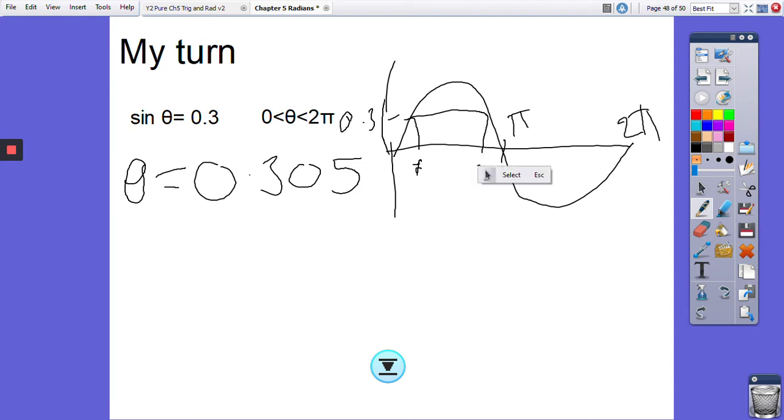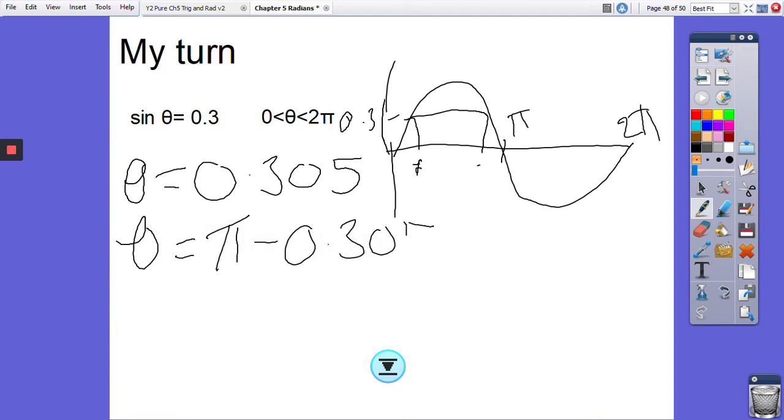And the way that we do that, instead of doing 180 minus theta, what we're going to do this time, because we're in radians now, is theta equals pi minus 0.305, which is 2.84. So there you go. That's how to do a very straightforward equation in radians instead of degrees.